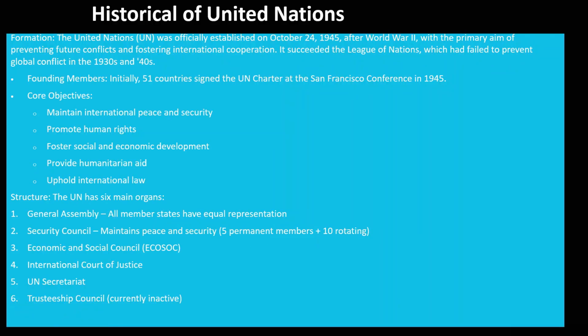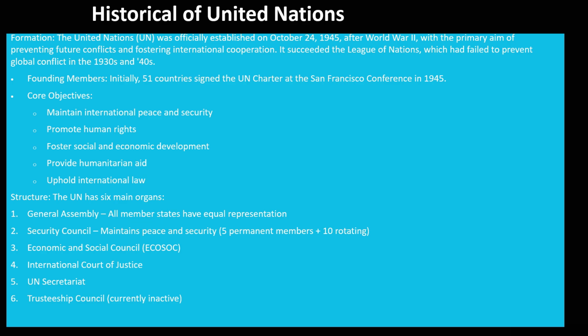So now, let's look at the history of the United Nations. Most of the United Nations actually started before most of the African countries got their independence. The United Nations was officially established on October 24, 1945, just after World War II, with the primary aim of preventing future conflicts and fostering international cooperation. It succeeded the League of Nations, which was formed prior to 1945, because it had failed to prevent global conflicts in the 1930s and the 1940s.